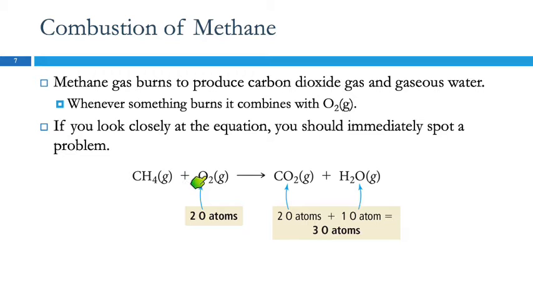But over here, this formula represents 2 oxygen atoms, and over here, carbon dioxide has 2 oxygen atoms, but the water molecule also has an oxygen atom. So we're starting with 2 atoms and ending up with 3 atoms. And that doesn't follow the law of conservation of mass.